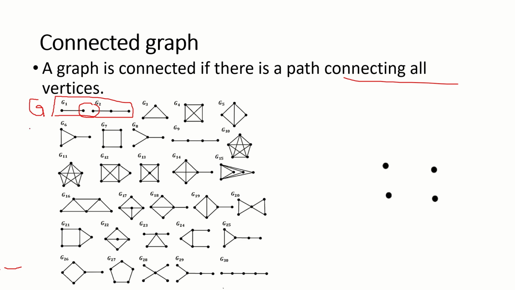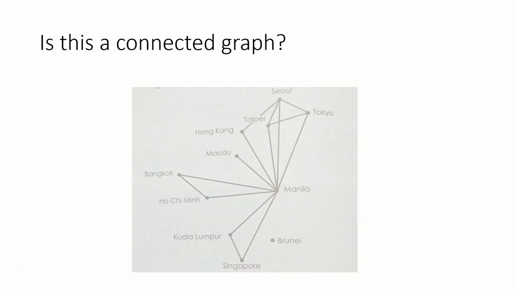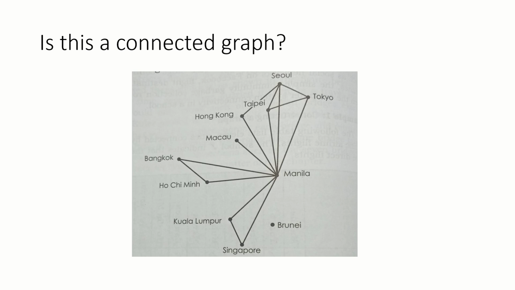So this one is a disconnected graph or a null graph. This one is also a null graph or disconnected graph. This is also a disconnected graph. But this is now a connected graph because all of the vertices are now connected. Now, is this a connected graph? No, because we have a lone vertex.